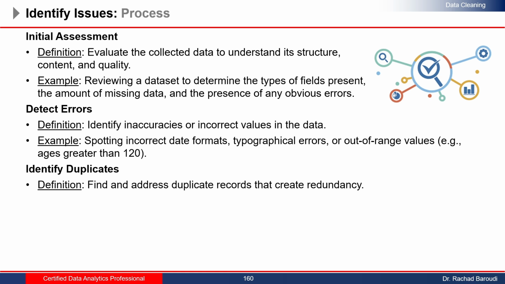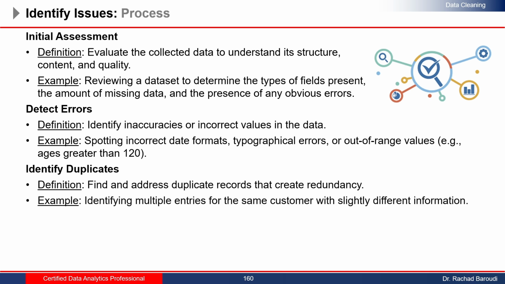Identifying duplicates. Definition: find and address duplicate records that create redundancy. One way to do it is to sort the data and try to find duplicate rows visually. Or there's a nice function right now, even in Excel, to highlight any duplicate errors automatically. Example, identifying multiple entries for the same customer with slightly different information.